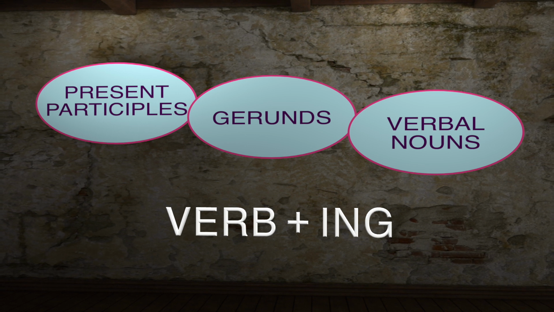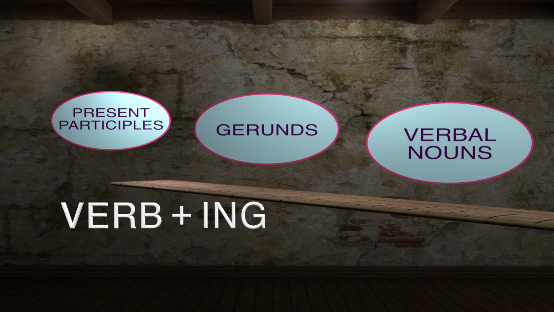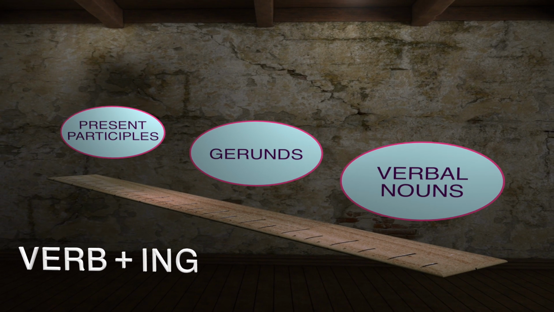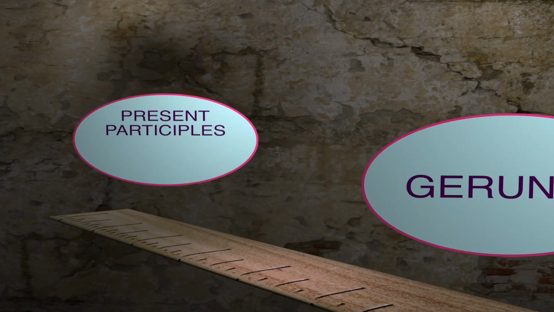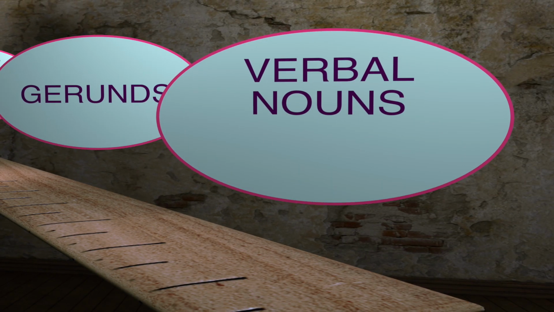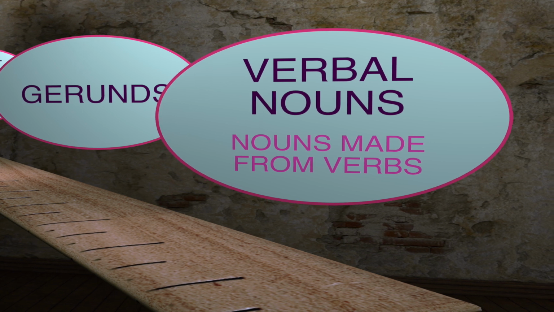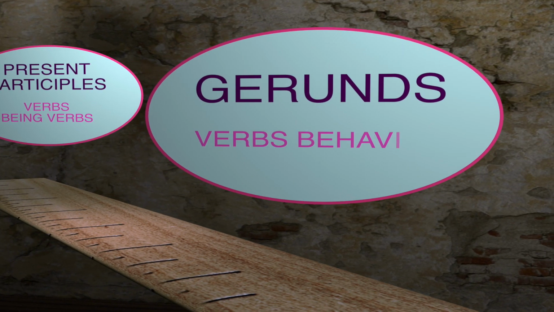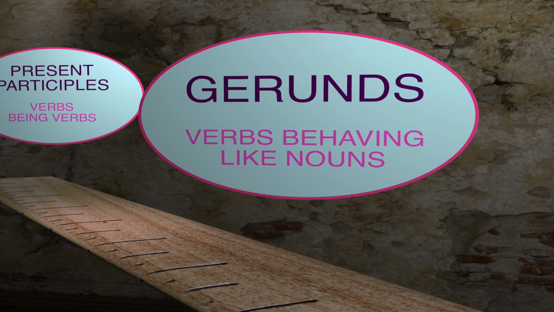To make it easier for you, it might be helpful to put these three terms on a continuum scale of transformation for these verb plus ing words. On the one end, we have verbs being verbs. These are participles. At the other end, we have verbs being nouns. These are verbal nouns. And in the middle, there are verbs that have become noun-like, but still have some of their original verbal qualities. These are gerunds.